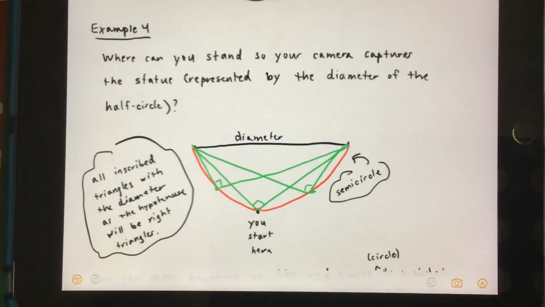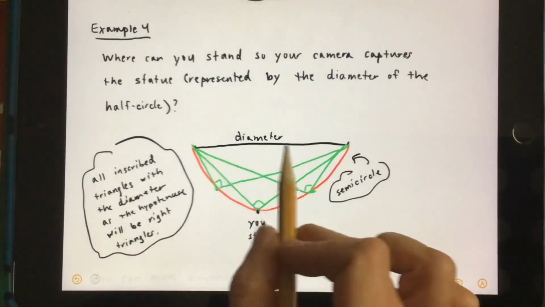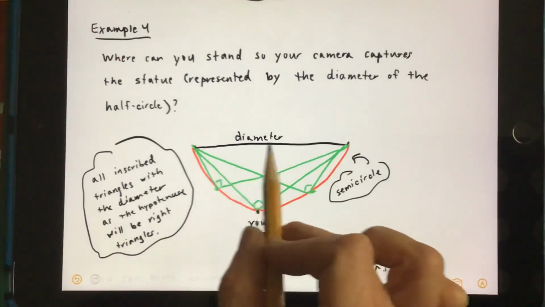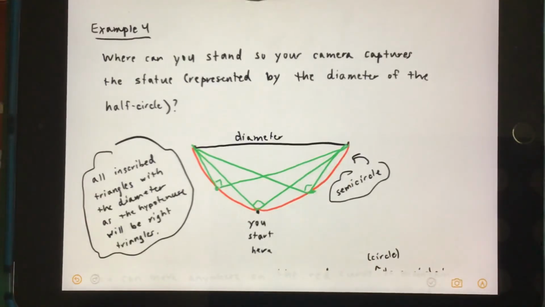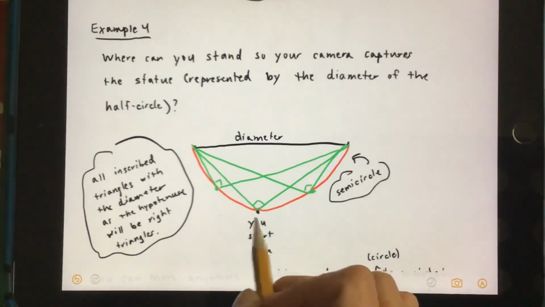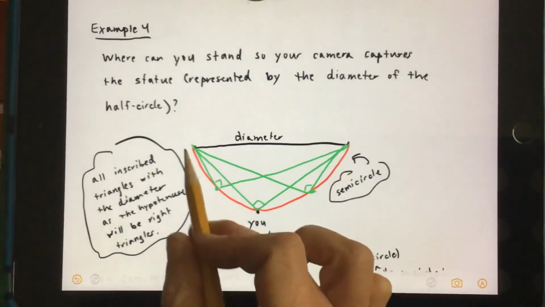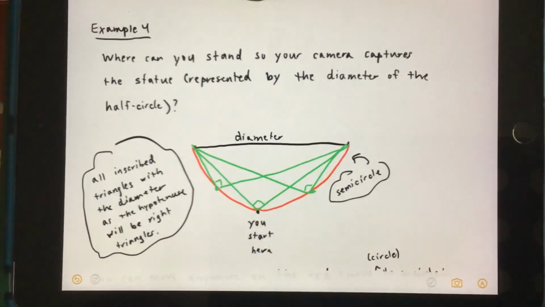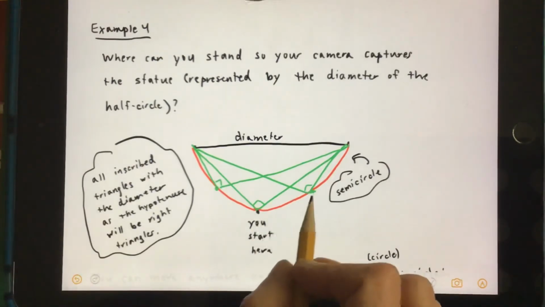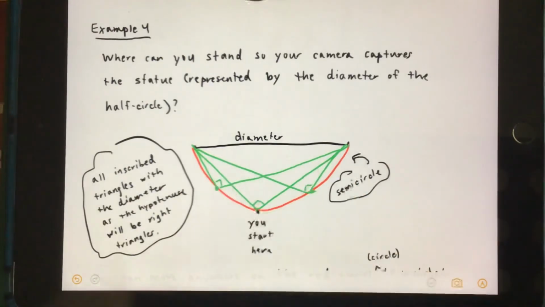But this question was talking about a person who's standing here and their camera is pointing at this statue that spreads from here to here, which will be the diameter of our circle. And it asks, where can you move with your camera that can capture a picture at 90 degrees? Where can you move so you will still capture the entire statue? Well, you can move along this semicircle here, because anywhere along that semicircle, you can draw a right triangle, and that right triangle will have a 90-degree angle wherever you stand so that you can see the entire statue.